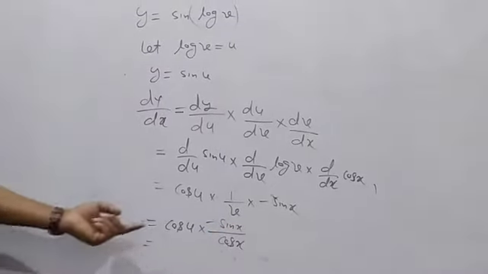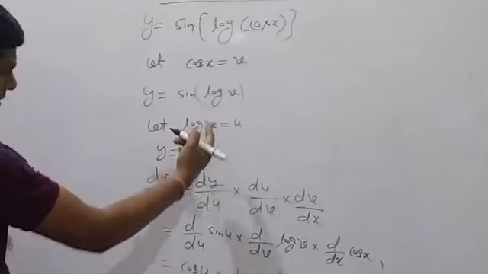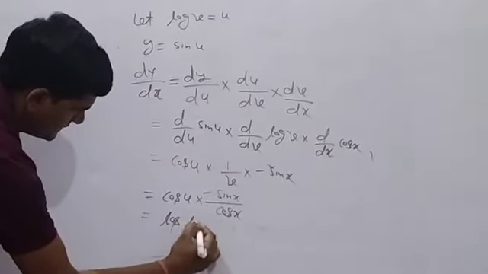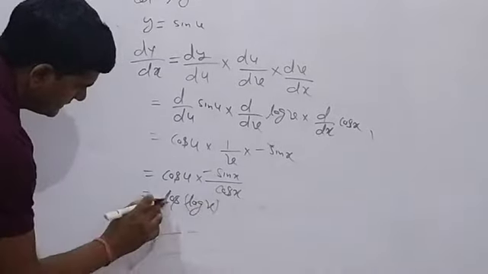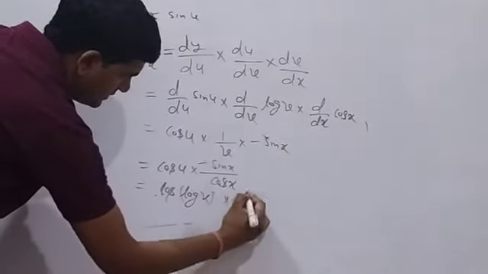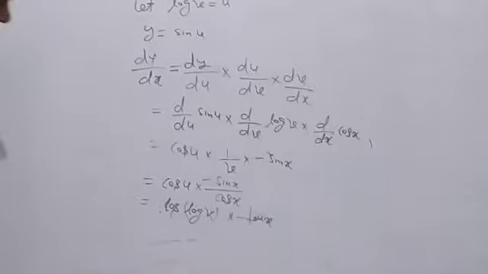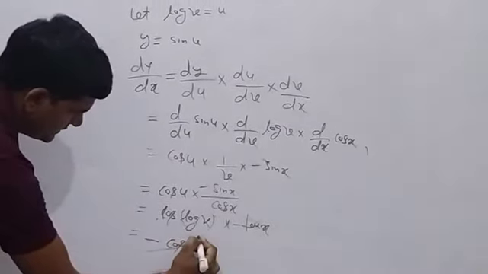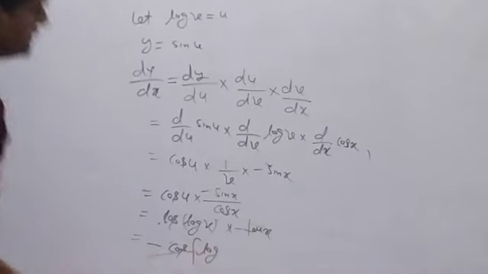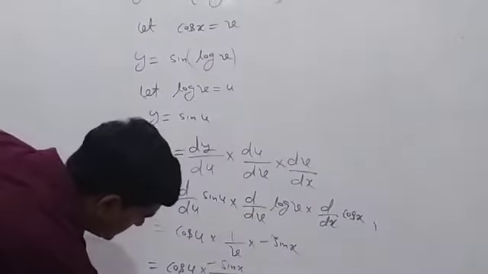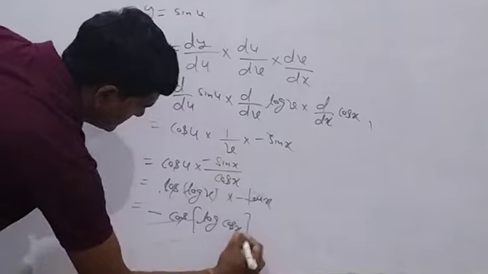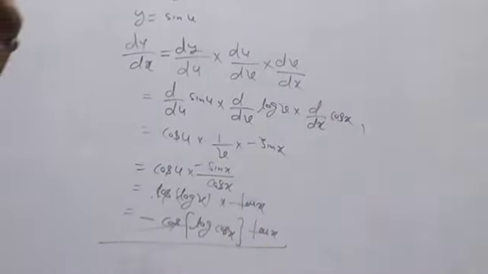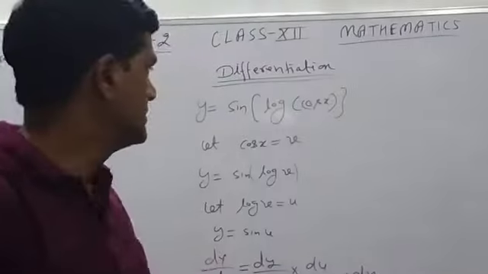Now what is the value of u? u means log v. So cos of log v into minus sin x by cos x, which is minus tan x. At last, v is cos x, so the answer is minus cos of log of cos x into tan x. Now this is the answer by using the chain rule.